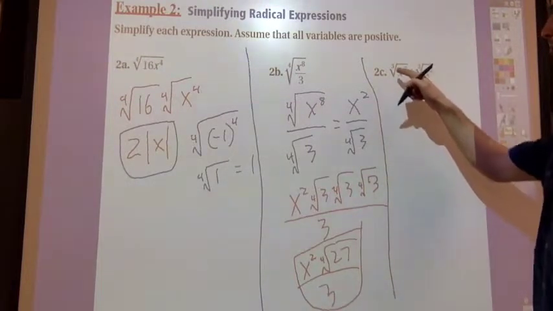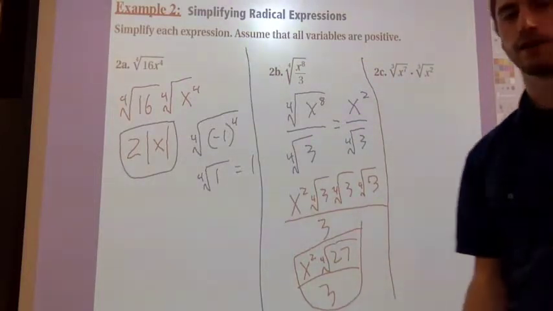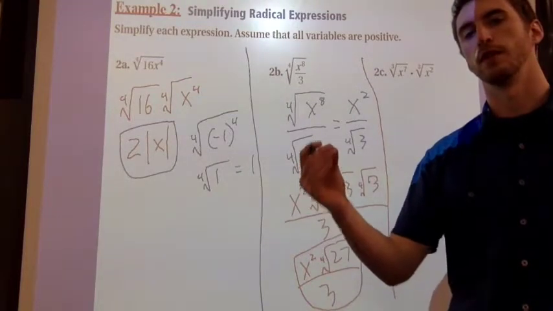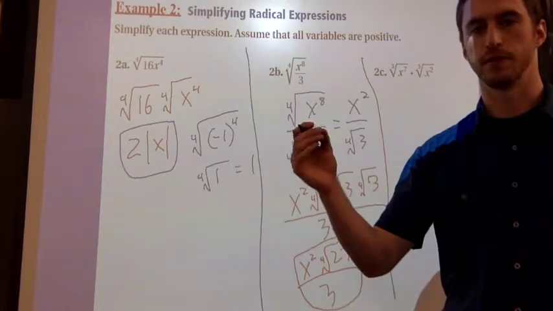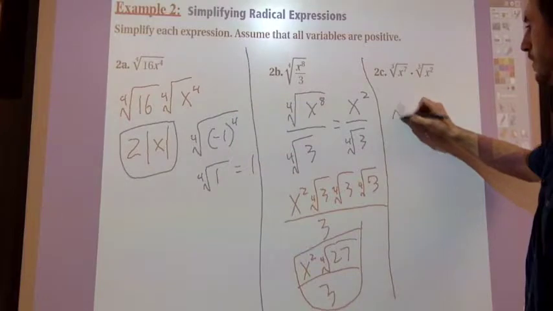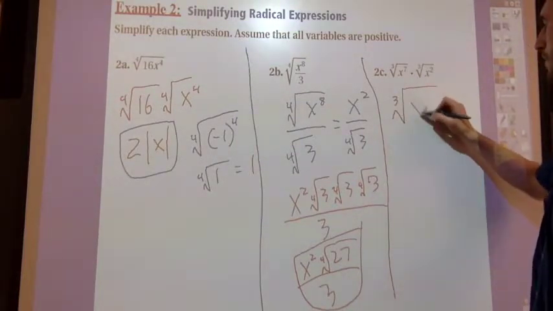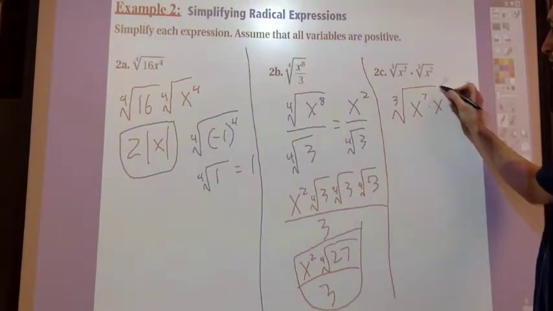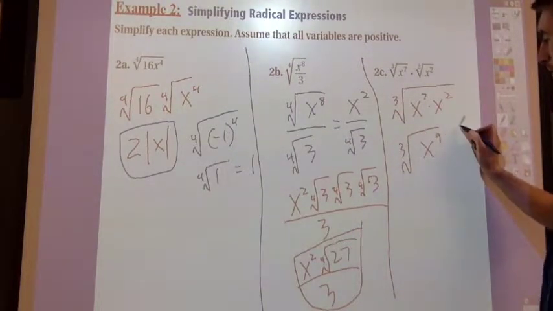So we learned about how, if you've got 2 variables under the same root, you can break them into 2. But you can also, if you have 2 variables of the same root, combine them to be underneath the same root. So in this case, we'll have the 3rd root of x to the 7th times x squared, which is going to be the 3rd root of x to the 9th.